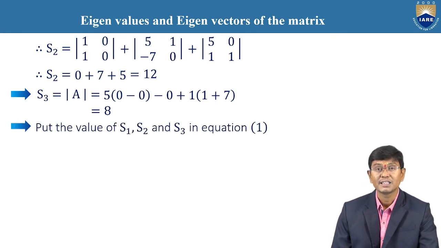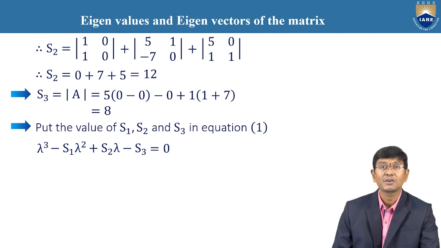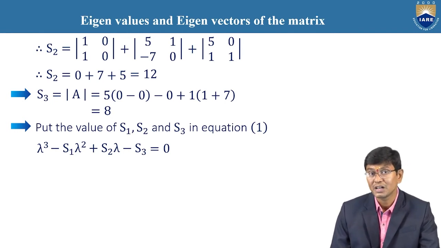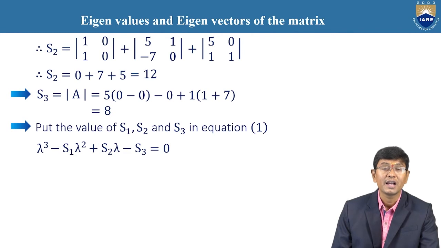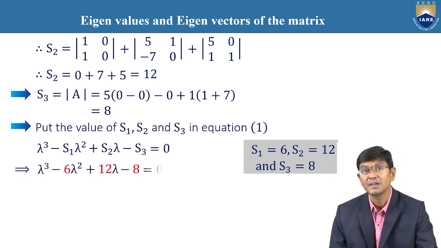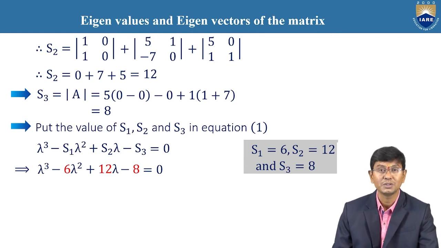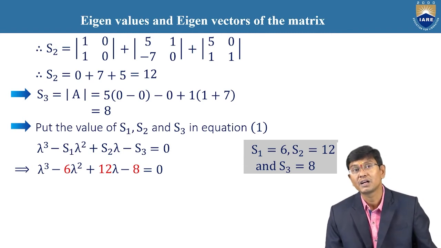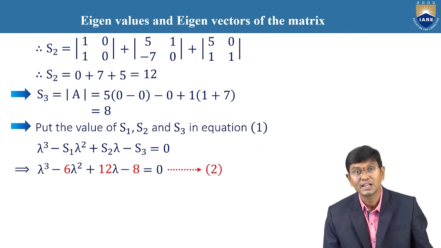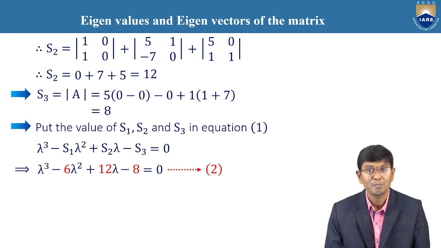After getting S1, S2 and S3, we substitute them in equation 1, that is lambda cube minus S1 lambda square plus S2 lambda minus S3 is equal to 0. After replacement, we obtain lambda cube minus 6 lambda square plus 12 lambda minus 8 is equal to 0. Now we need to find the three roots of the given matrix with the help of synthetic division, the factorization method, or any other method.